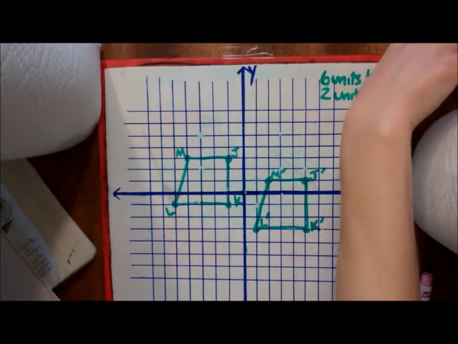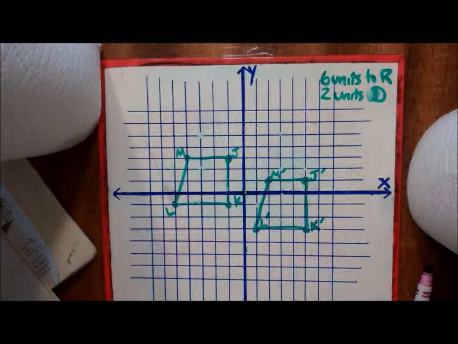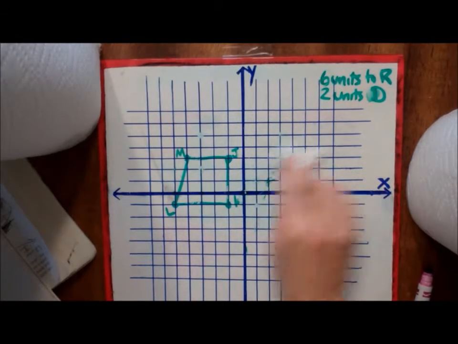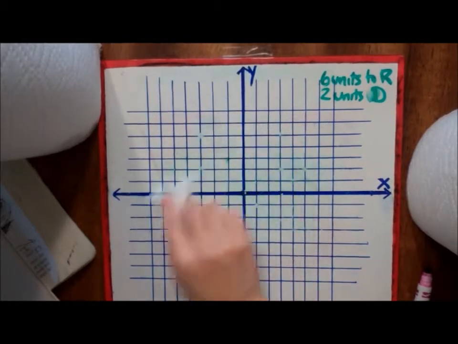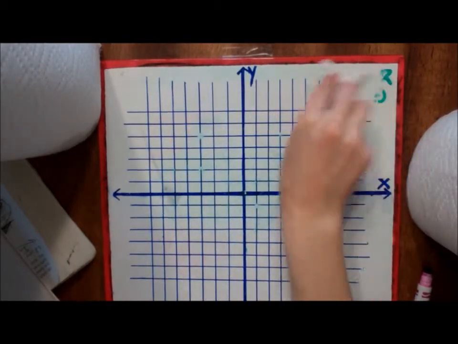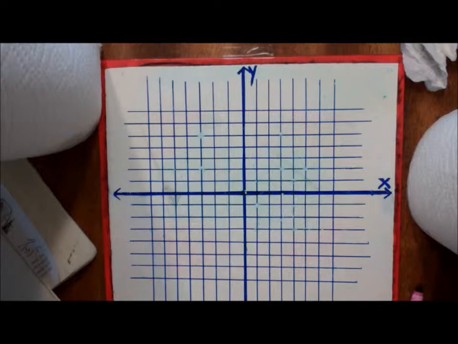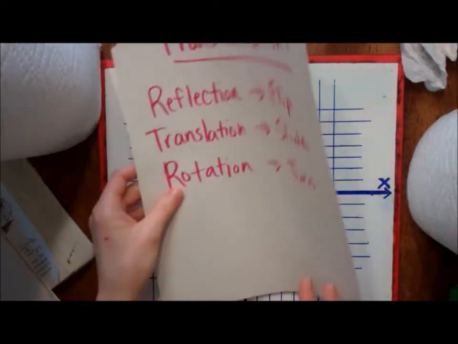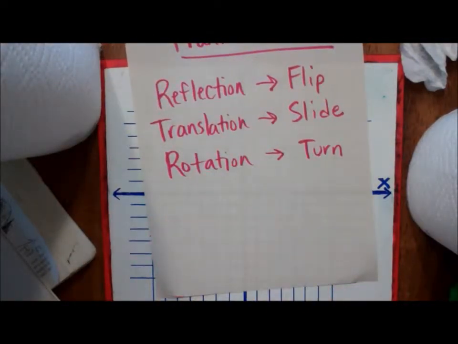Okay, so that one's the easiest, I believe, and those are called translations or sliding. Okay, we're going to erase that one. I'm not going to do another one of those. I think those are pretty self-explanatory. Okay, and the last one we're going to learn about is rotation. Okay, or turning it. All right, now.